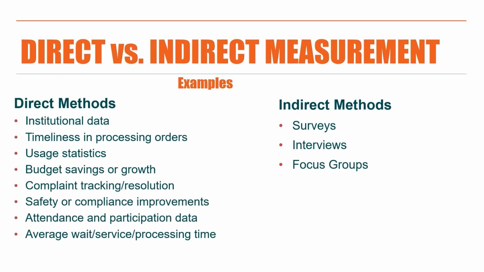Both direct and indirect methods are important in assessment. Direct methods might include institutional data, processing times, attendance, or usage statistics, data that reflects actual performance. Indirect methods include surveys, interviews, and focus groups, which capture individuals' feedback. Using both types of data together provides a more comprehensive understanding of how well a unit is functioning.